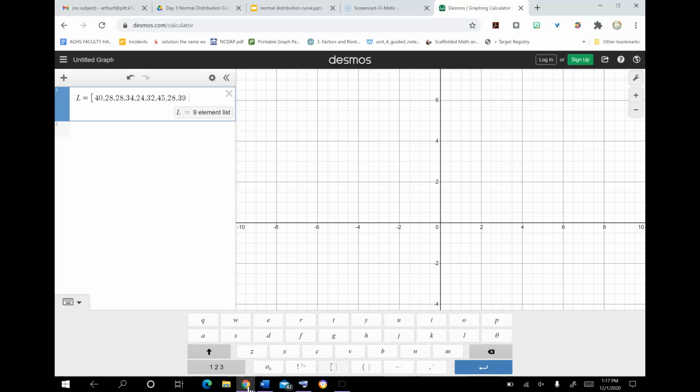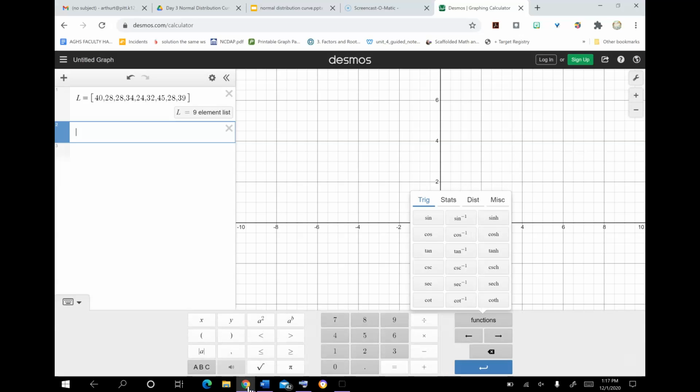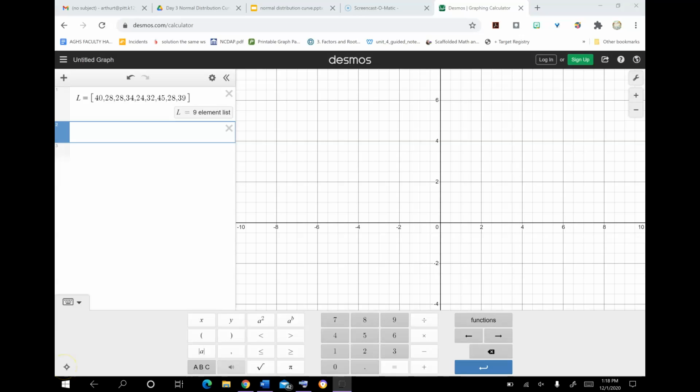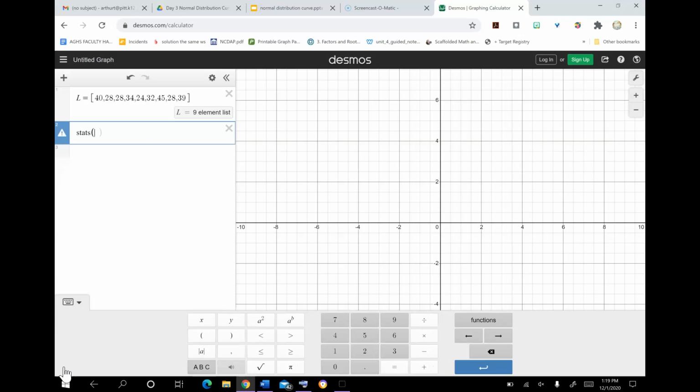All right. So now I want to find my mean, median, mode. Remember, that is your 5-number summary. Okay? So we pull up our keyboard, we do functions, we go to statistics, and I want my 5-number summary. Now remember, we learned this when we were doing box and whisker plots. To find what we need, we just type stats, parentheses, L, and that gives us our 5-number summary, okay, which is some of the stuff we needed.